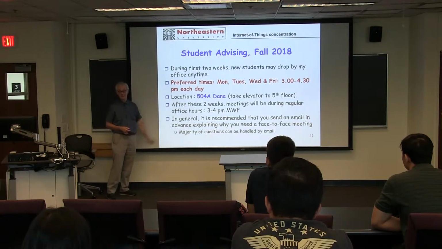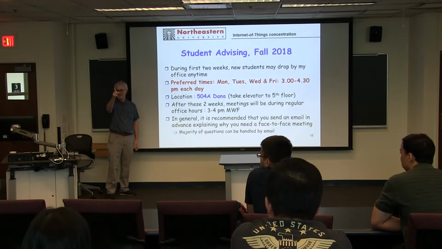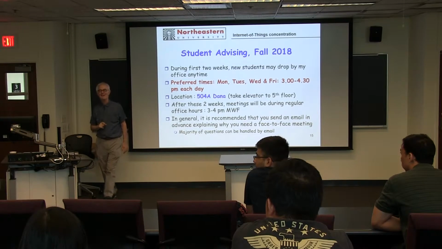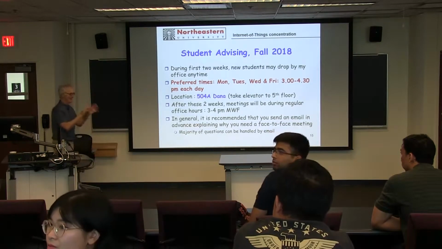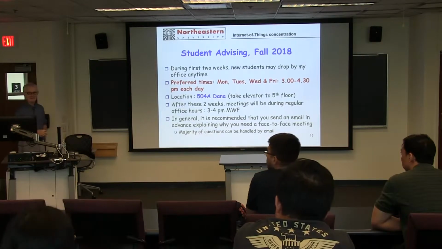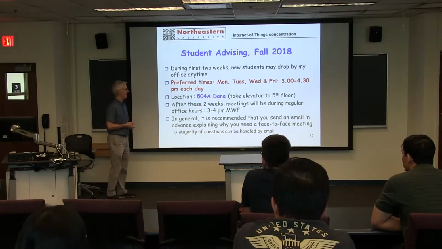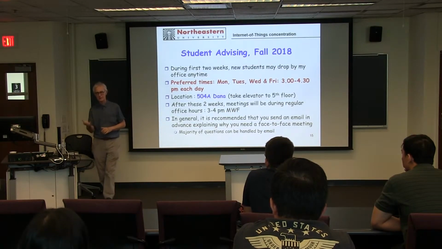I'm on the 5th floor of Dana, which is, am I looking the right way? That way? You sure? Oh, Ruggles is right there, is it? Okay, then we're over there. My GPS is off here. Anyway, on the 5th floor of Dana, and you take the elevator to the 5th floor.